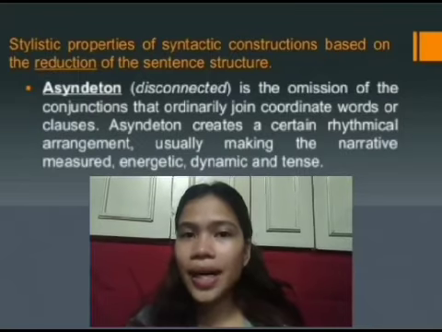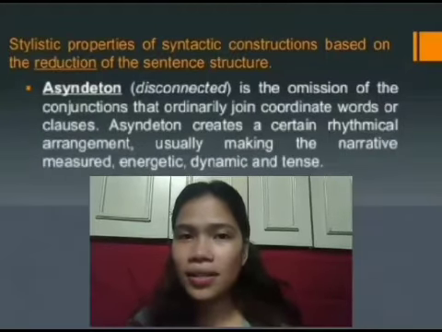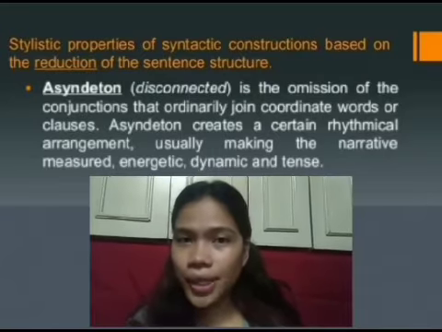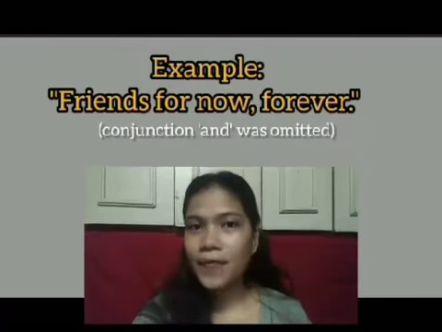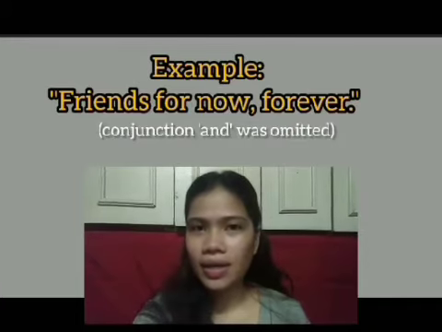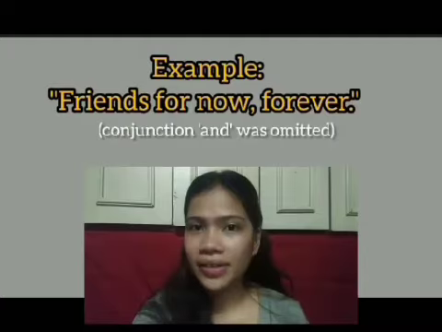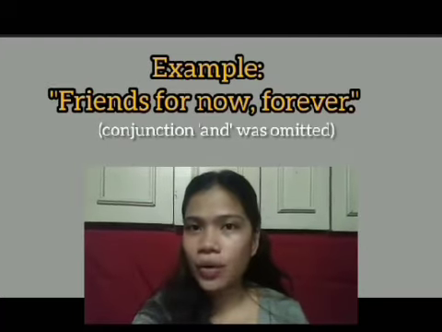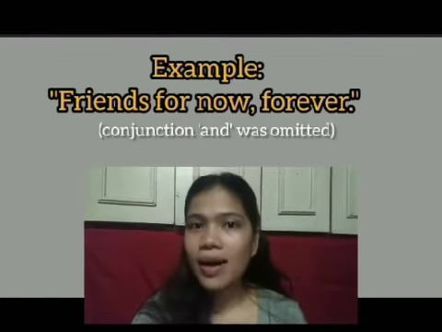It is the deliberate avoidance of conjunctions used to connect sentences, clauses, or words. For example: friends for now, forever. So the conjunction and, which is supposedly written before the word forever, is omitted in the sentence. This is Gemal, Kylie, and I will continue the report.